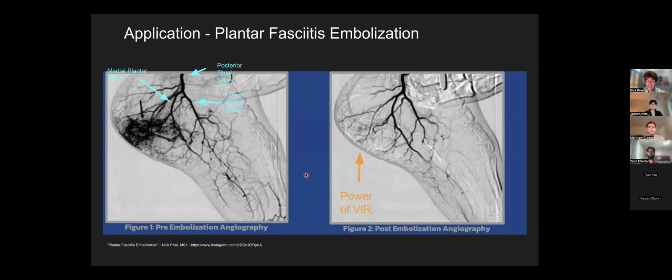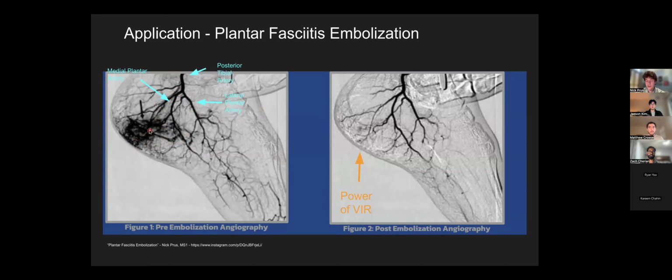Plantar fasciitis embolization. This is my favorite procedure to watch. You can get access via the posterior tibial or you can get femoral access. You have a little bit more torqueability with the wire if you get femoral access. Posterior tibial gives rise to the medial and lateral plantar arteries. And then you have a lot of that hypervascular blush. It comes off in different regions, but in this picture it's coming off of the medial plantar.